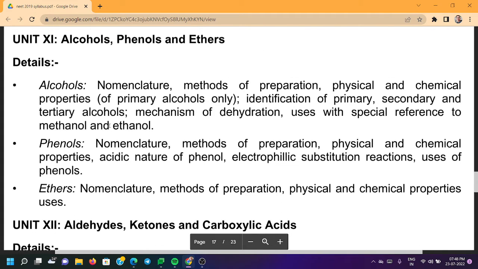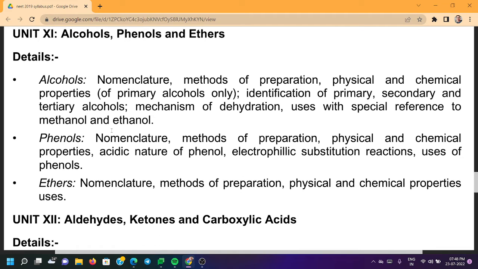Class 12th Chemistry Unit 11 Alcohols, phenols and ethers. Alcohols nomenclature, methods of preparation, physical and chemical properties of primary alcohols only, identification of primary, secondary and tertiary alcohols, mechanism of dehydration, uses with special reference to methanol and ethanol. Phenols, nomenclature, methods of preparation, physical and chemical properties, acidic nature of phenol, electrophilic substitution reactions, uses of phenols. Ethers, nomenclature, methods of preparation, physical and chemical properties, uses.